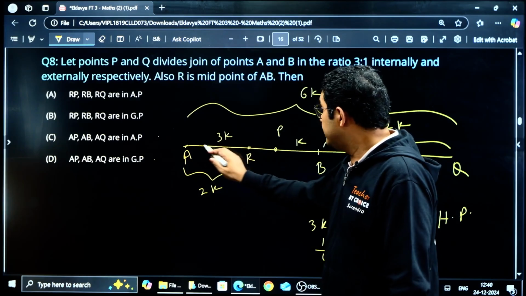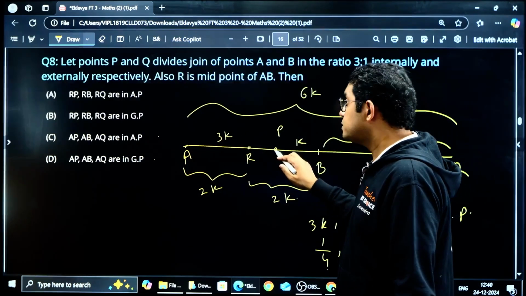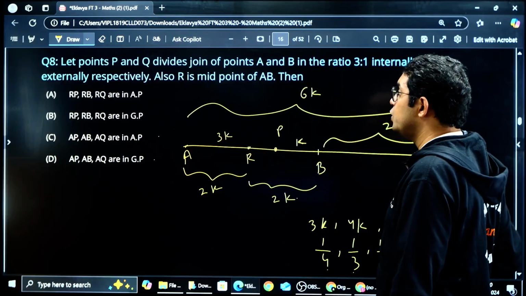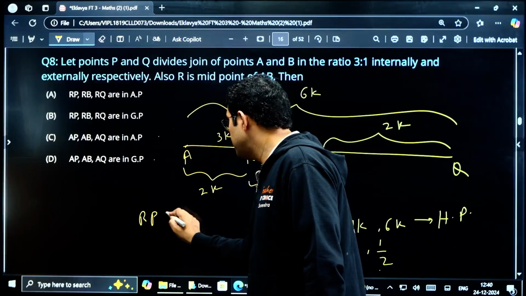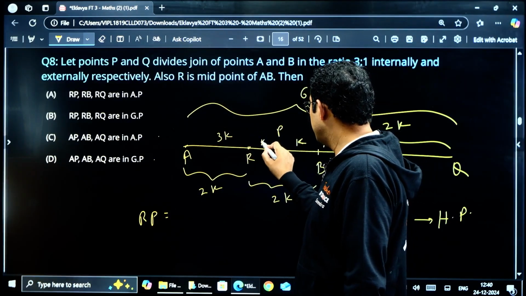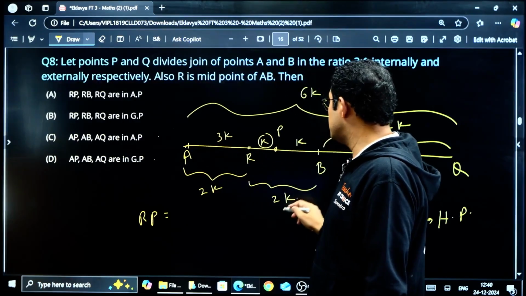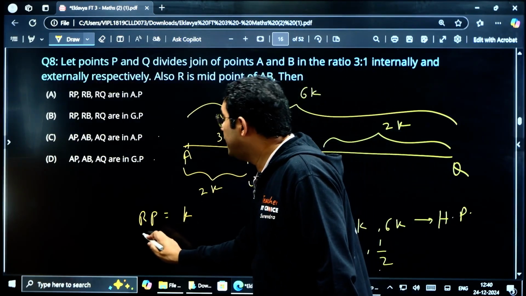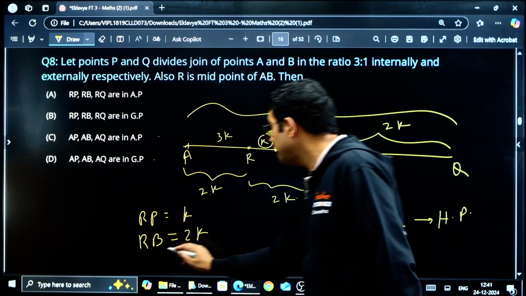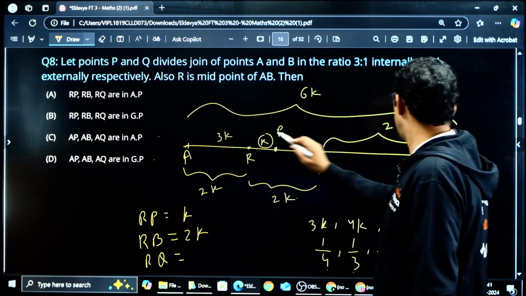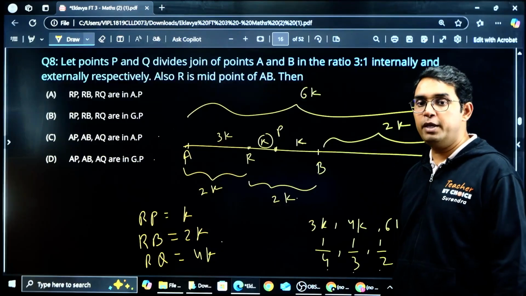Now there is one more property: if R is the midpoint, then RP, RB and RQ are in GP. This can be checked here also. RP would be just K, because A to P was 3K and A to R is 2K, so that is equal to K. RB is 2K. And RQ, 2K plus 2K, is 4K. So it can be clearly seen that it is forming a GP.